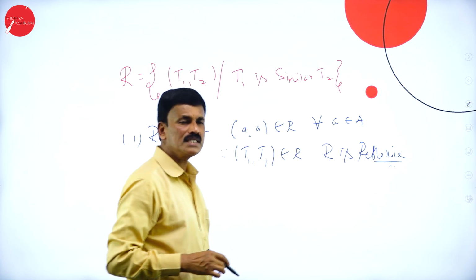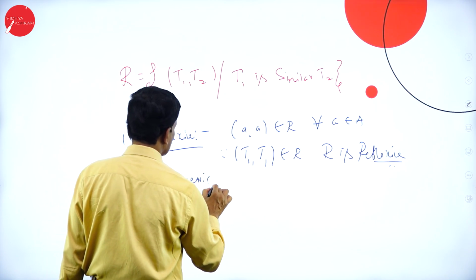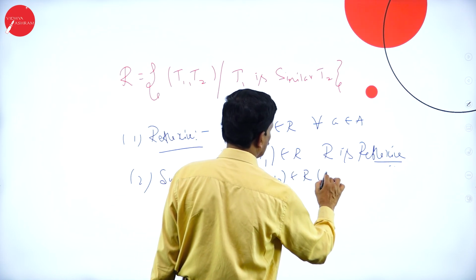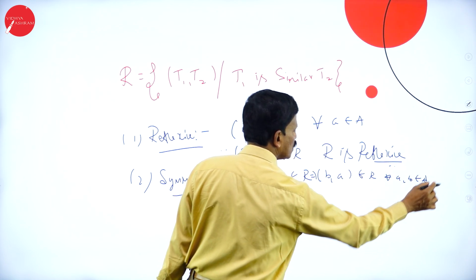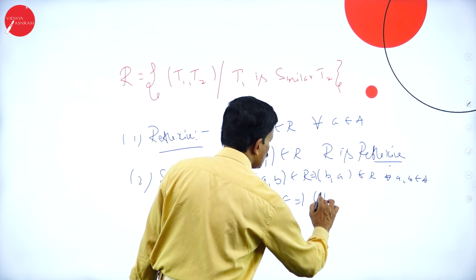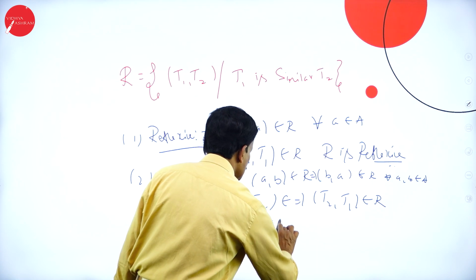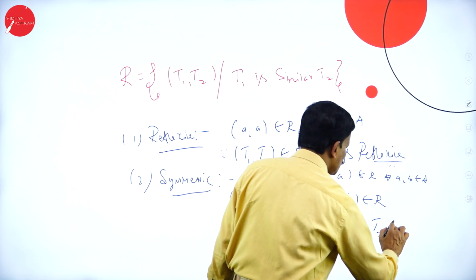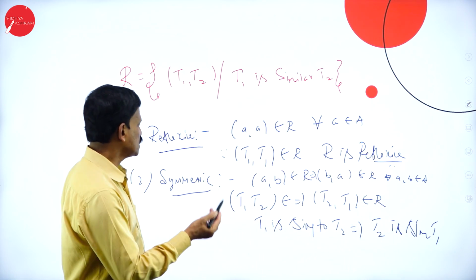Second, check the symmetric relation. What is a symmetric relation? For all (a, b) belonging to R, if (a, b) belongs to R implies (b, a) belongs to R. Now, if T1 is similar to T2, it implies T2 is also similar to T1. That is, if triangle T1 is similar to T2, then triangle T2 is similar to T1. That is a symmetric relation.